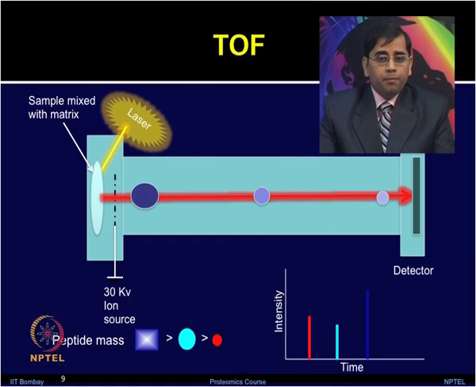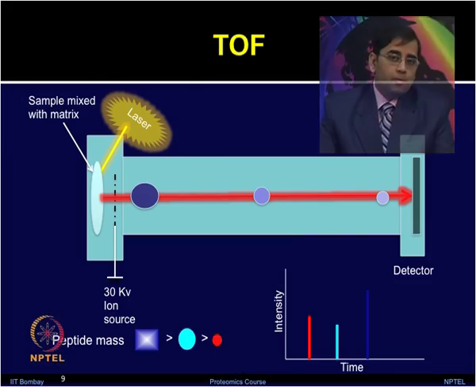Now, if you take an example where you have 3 ions as shown in the dark blue, light blue and the red color in the slide, you will expect that the small ion, which is the red one, will show the first peak, followed by the blue ion and then the dark blue one.